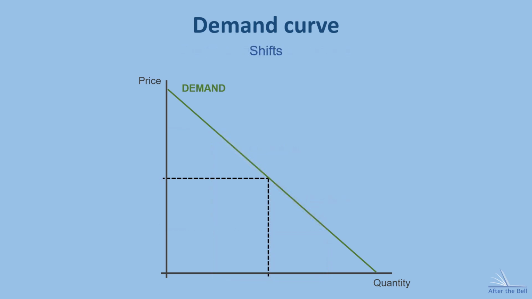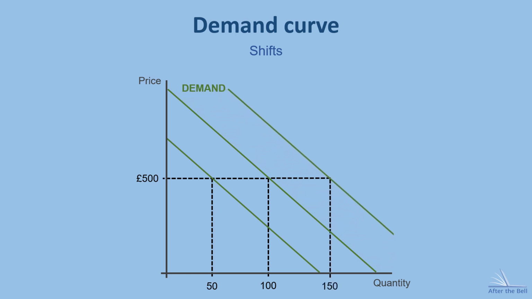But what happens if the price stays the same but demand changes? Say if we start with a product or service with a price of £500 and 100 are demanded in a given time. If I want to keep the price at £500 but show that demand goes down to 50, my new demand curve would be here. Or I could continue at the same price but show that 150 units are now demanded, and my curve would move to here. What we're seeing is the entire demand curve, the whole line, moving either to the left or to the right. So we'd say that the demand curve has shifted.